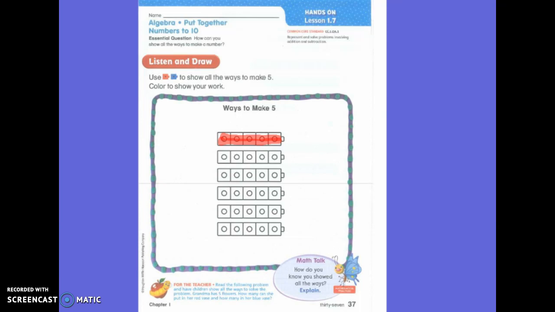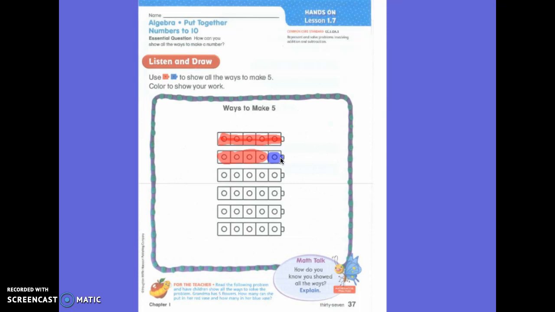0. We could do 1. So we could put 4 in the red vase. And we could put 1 in the blue vase, right?